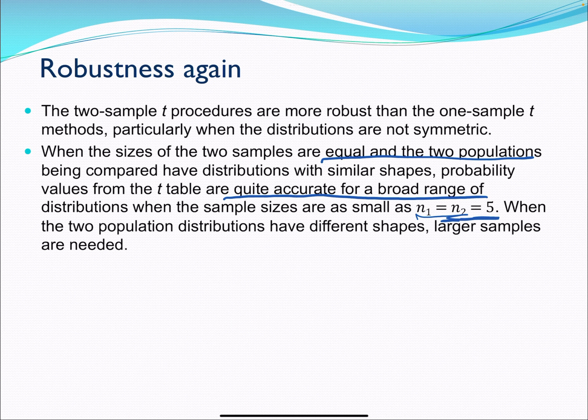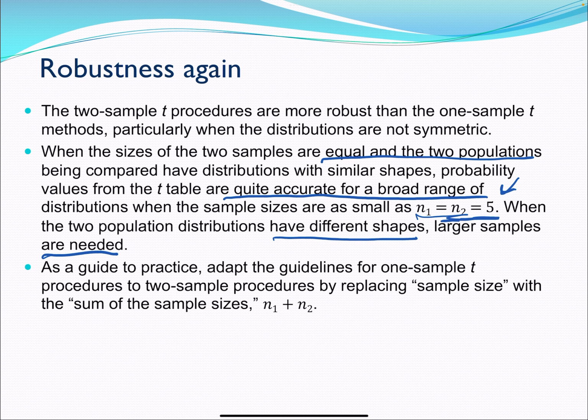When the two population distributions have different shapes, we're definitely going to need a larger sample. Again, I feel like 5, right? If you knew that 5 people participated in a study, you'd feel, gut instinct, like, oh, that's too small, right? So keep that in mind as well. As a guide, adapt the guidelines for the one sample T procedure to two sample T procedures by replacing sample size with the sum of the sample sizes.